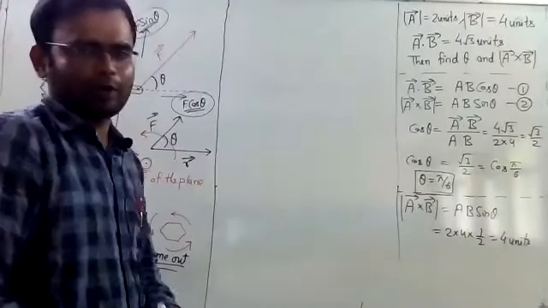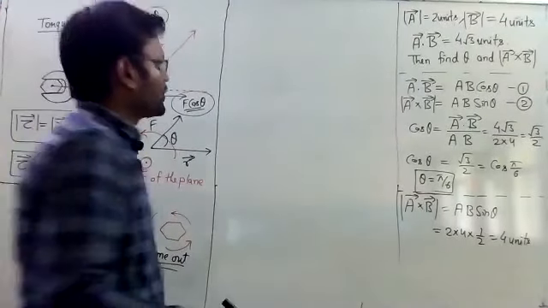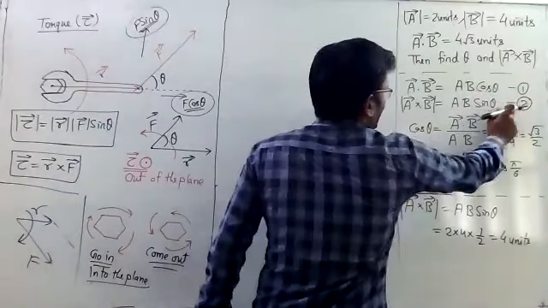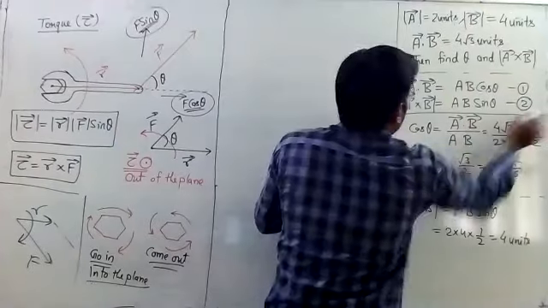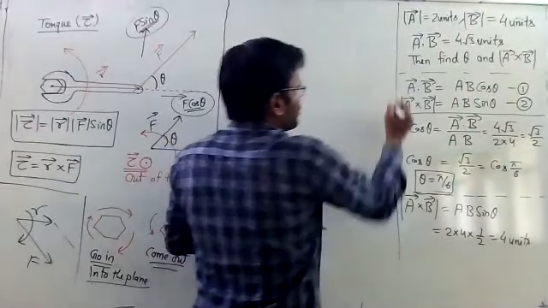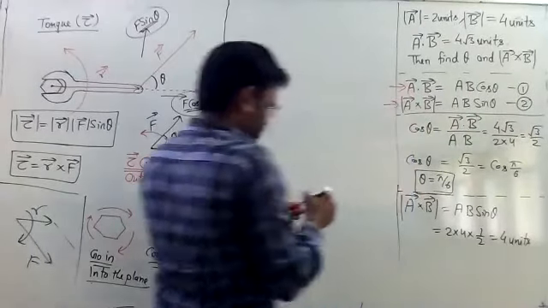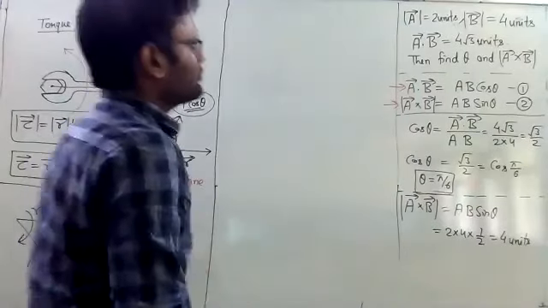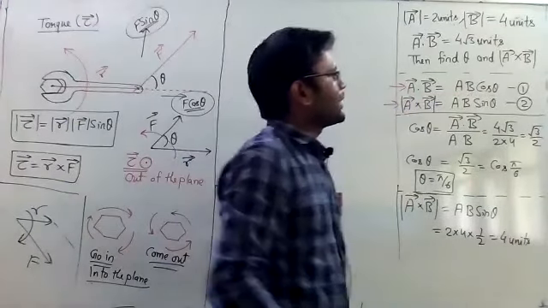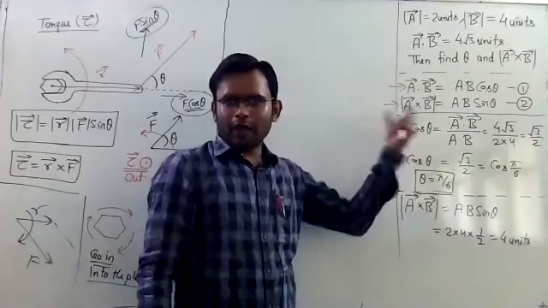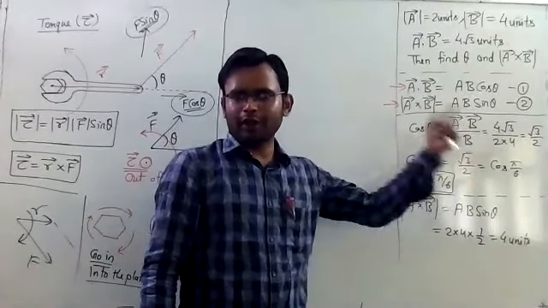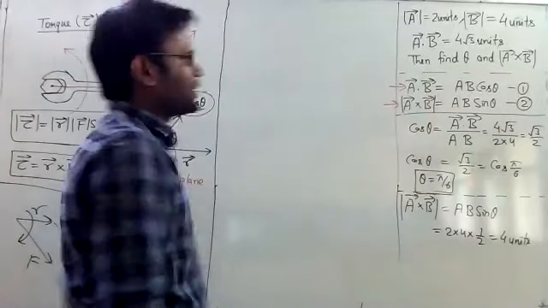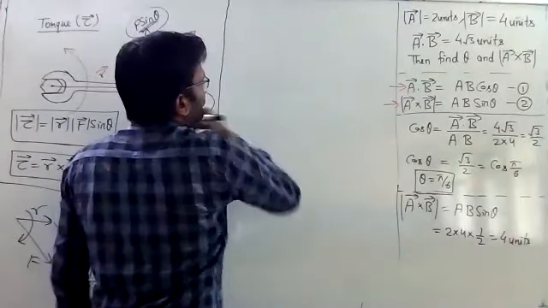Also, we have one direct formula if A dot B is given to you. See here, this is the first equation and the second equation. If I square and add these two equations, then what do we get on the right hand side? AB square is common, and cos square theta plus sin square theta is equal to 1, so cos theta and sin theta get eliminated. So we have one direct formula also.